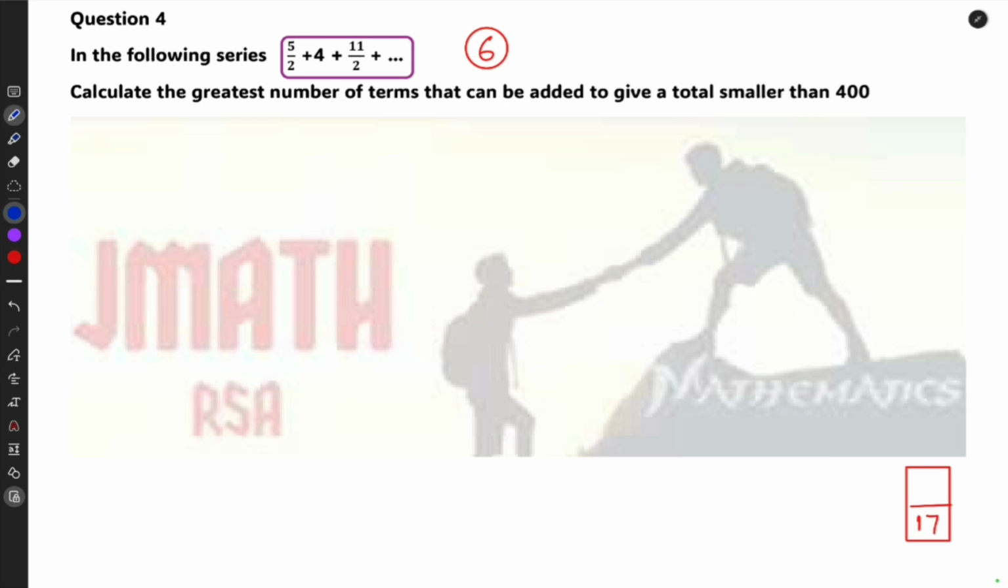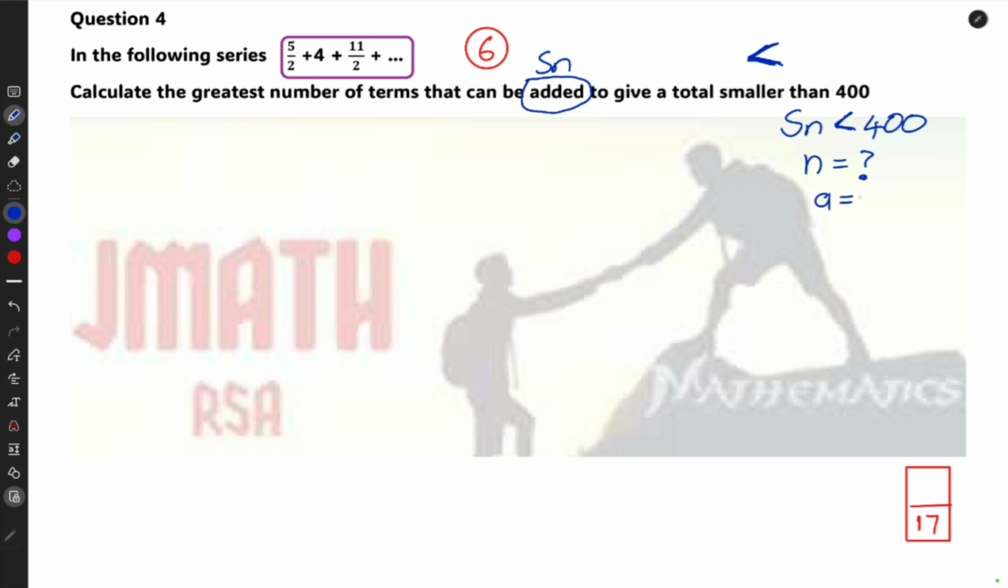Okay, calculate the greatest number of terms that can be added. Okay, so added is the key word there, so I know Sn, to give me a total smaller than, so think inequality, smaller than 400. So if I make my list, I know I'm going to work with Sn, and they tell me the total must be smaller than 400. The question is calculate the greatest number of terms, so therefore n is what I'm working out.